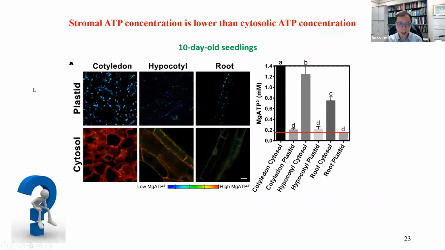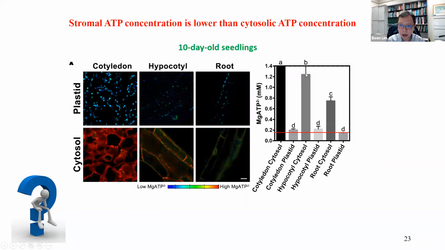So after we introduce the ATP sensor into Arabidopsis, in 10-day-old seedlings, we look at the ATP level in plastid and cytosol. A red color means high ATP. A blue color means low ATP. Our first observation is that in 10-day-old seedlings, the ATP in the cytosol is the highest in the cotyledon, and the level exceeds the detection limit of the ATP sensor.